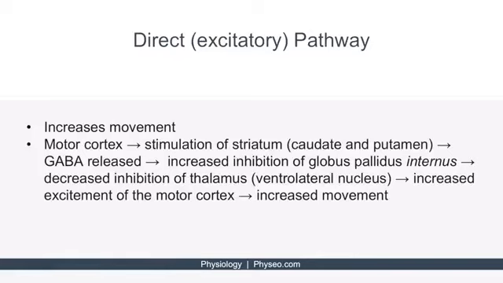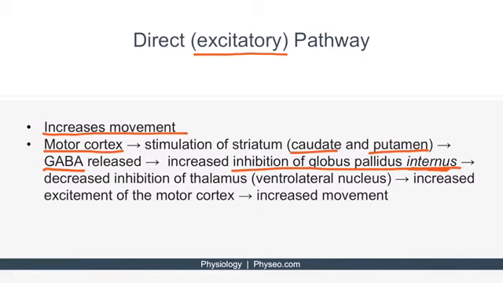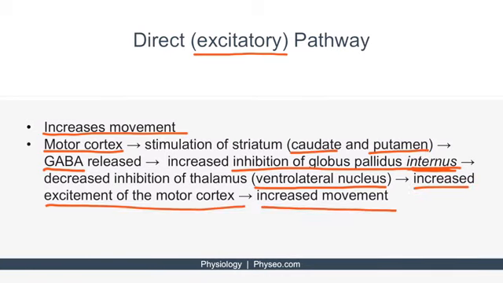The direct pathway is the excitatory pathway, which means it increases movement. The pathway starts in the motor cortex, which then stimulates the striatum, specifically the caudate and the putamen, at which point the neurotransmitter GABA is released, and then we'll see inhibition of the globus pallidus internus, which causes decreased inhibition of the thalamus, specifically acting on the ventrolateral nucleus. Decreased inhibition causes increased excitement of the motor cortex, which leads to increased movement. So let's draw this out.